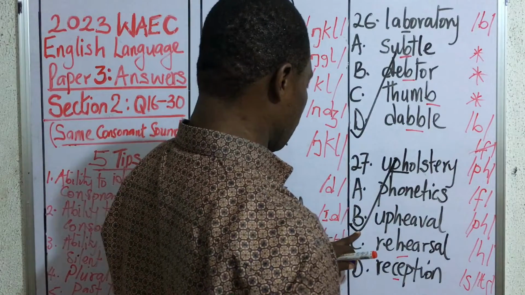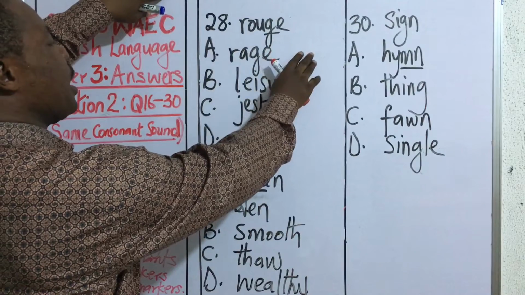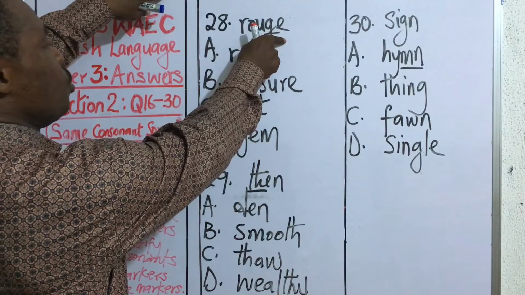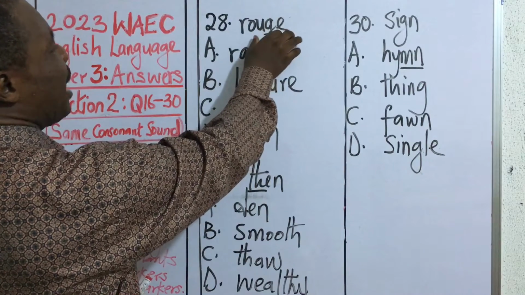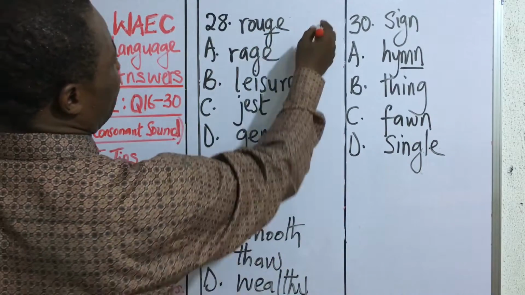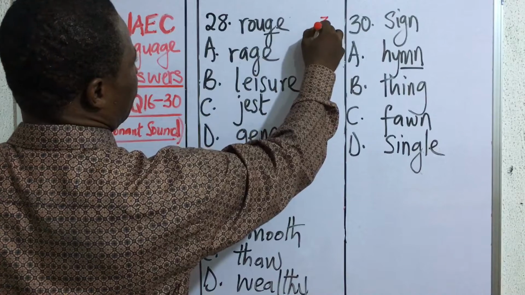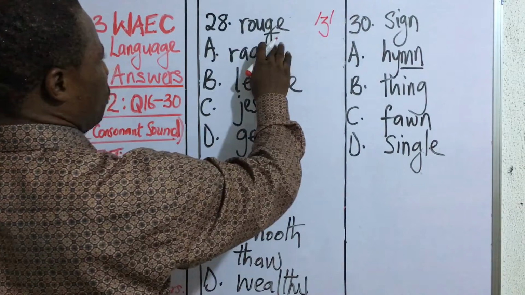So B is the correct answer. Question 28, we have the word ruse. For this word, the sound that is underlined is represented by the consonant Z. So that is ruse.